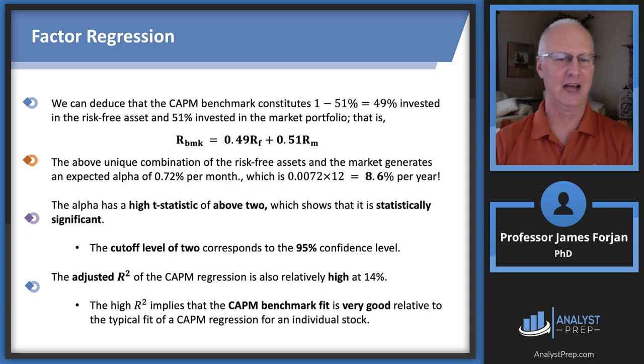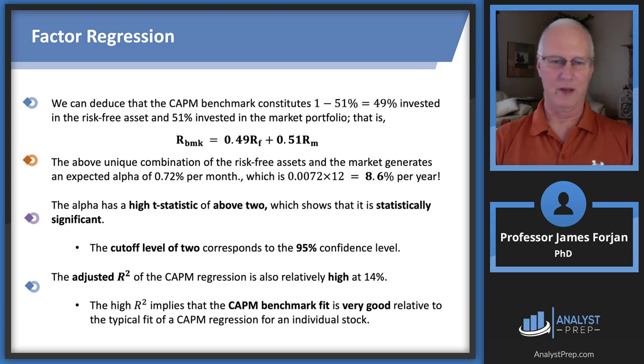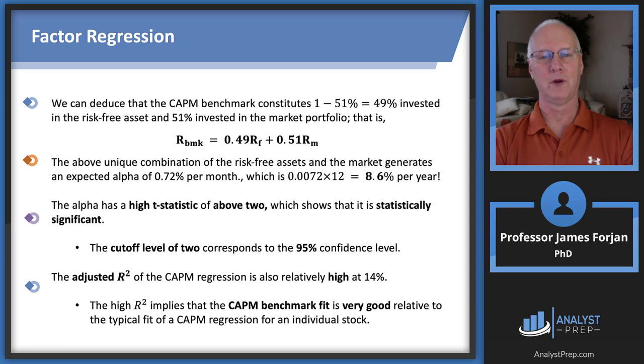The adjusted R square of the CAPM regression is also relatively high at 14%. I mean, this is a loaded comment. High adjusted R squares might be considered 90%. Remember, R squared measures how well variability in one factor can explain the variability in another factor. But this is what we know, man, oh man. When you estimate a set of linear parameters through regression analysis, R-squares are super low, super low. So this is true. It's relatively high at 14%. So this tells us that the CAPM benchmark fit is very good relative to any typical fit for an individual stock.